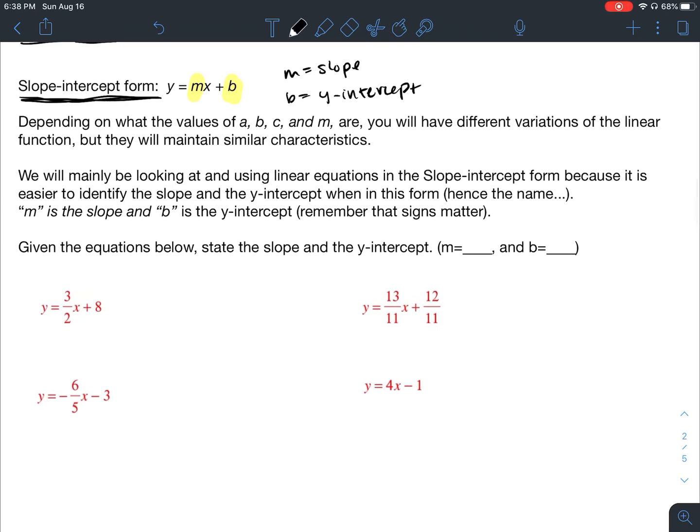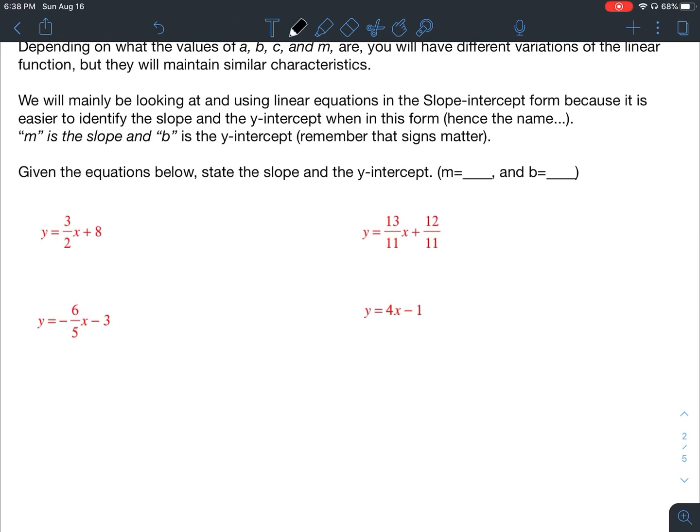So, we're going to go over a couple examples. With these four equations, what we're going to do is identify our slope and our y-intercept, and we're going to identify them by using m and b. So, y equals 3 over 2x plus 8. Let's go ahead and write down our slope-intercept form.